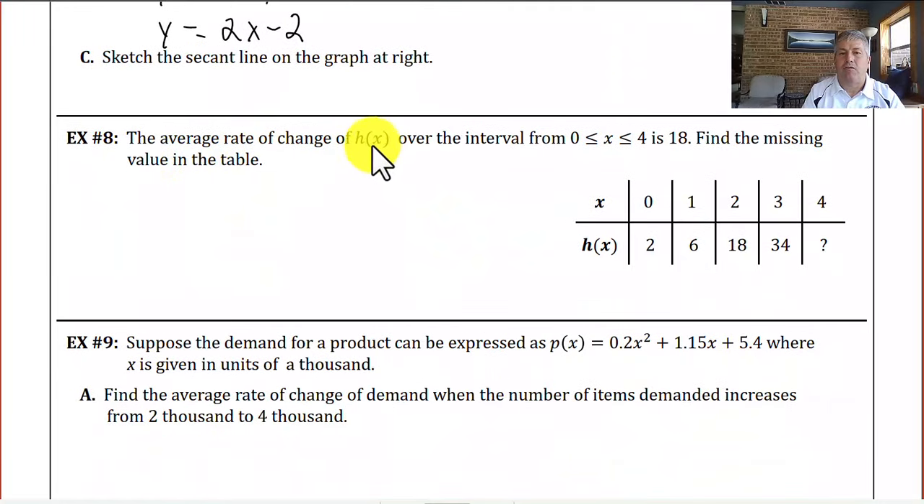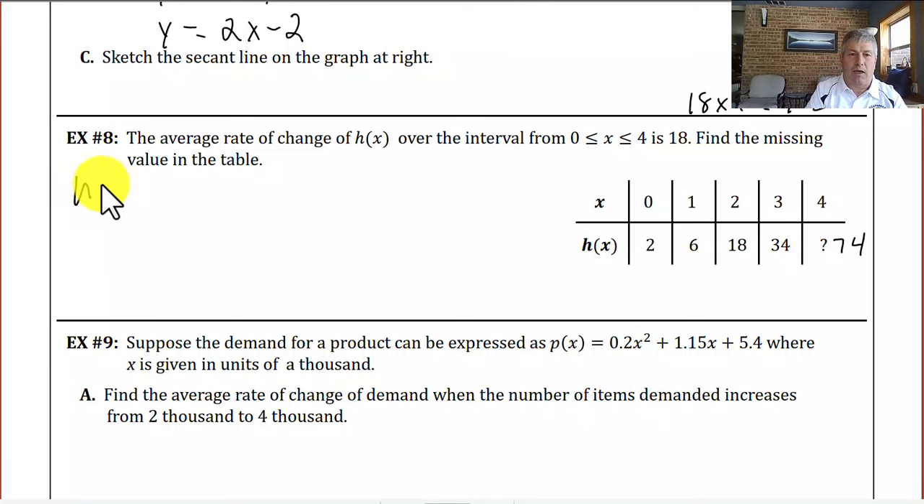Example 8, the average rate of change of h of x over the interval from 0 to 4 is 18. So our average rate of change from 0 to 4 is 18, which means that for every one value of x, our y changes 18. And we're changing 4 values of x. Some of you are going to go, well, that's just 18 times 4 is 72. So from 0 to 4, it's going to change 72. So you're going to go, well, 72 plus 2 is 74. That's great that we can do that mathematically. We're going to do this algebraically.